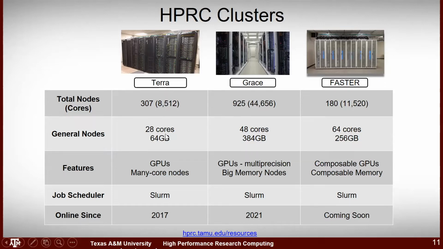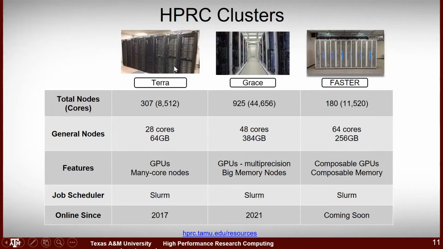A typical node on Terra, not all nodes are identical, but a typical node on Terra has 28 cores and 64 gigabytes. So that's already bigger than a workstation. A typical node on Grace has 48 cores and 384 gigabytes, which is a bit bigger than Terra. And then a typical node on Faster has 64 cores and 256 gigabytes. You might be like, wait, that's less memory. You don't have to worry about that because Faster has neat tricks. You can get more memory.